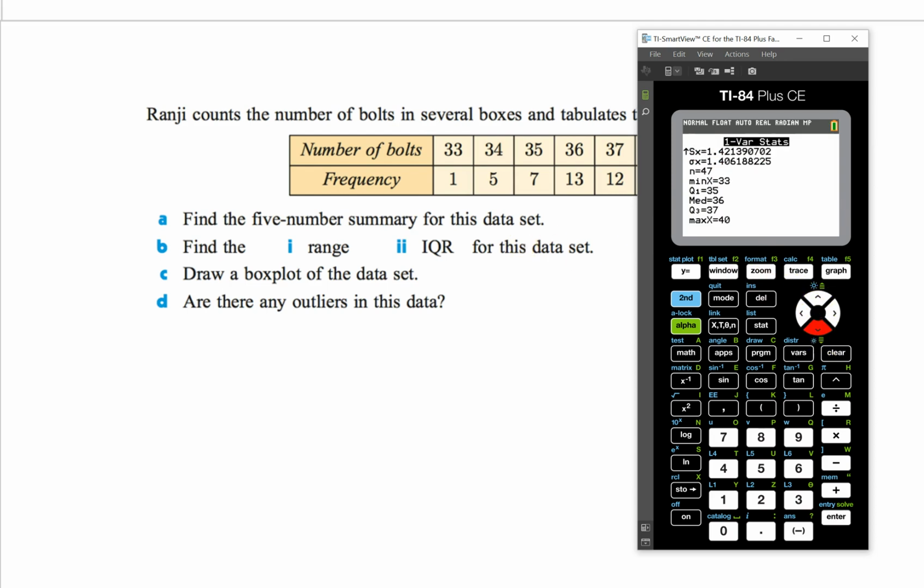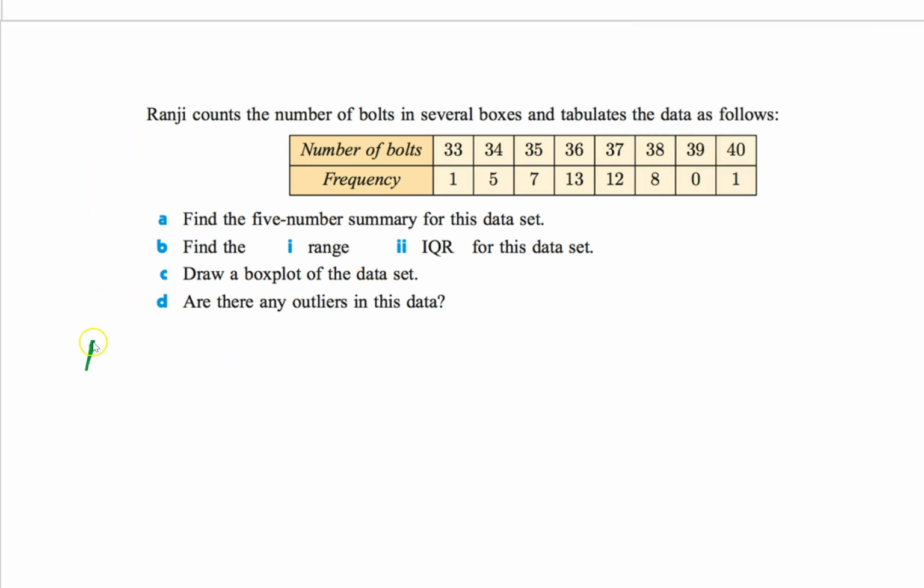And there is my 5-number summary, right? All right there. If it let me highlight it, it would be nice. So there you go. You want to find the range? Well, I could use it, right? The range is the max minus min, which is just 40 minus 33, 7.